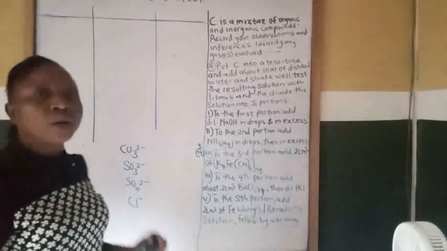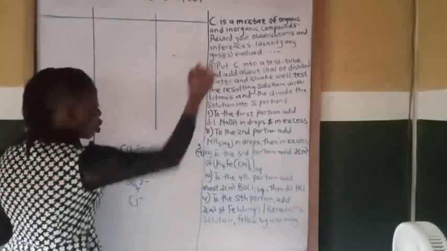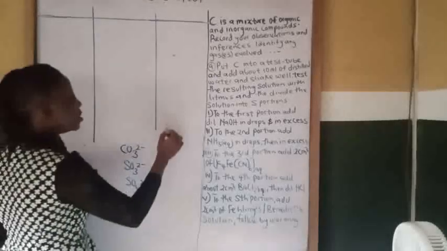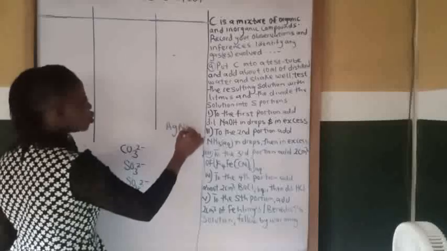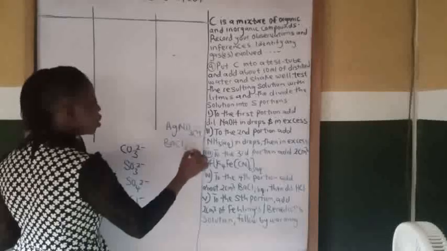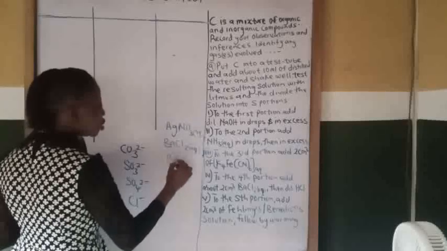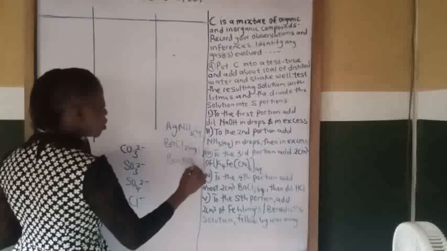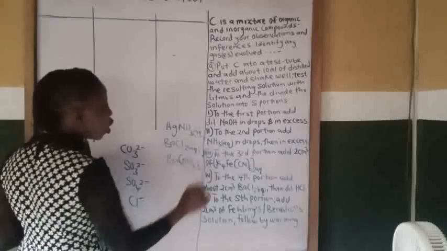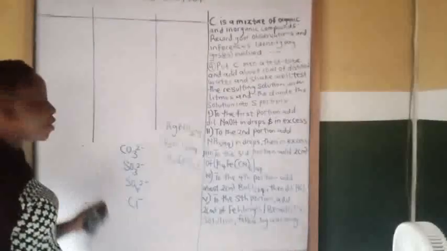We don't always use sodium hydroxide to test for anions. The common reagents that we always use to test for anions, the negative ions, are aqueous silver nitrate, barium chloride, and barium nitrate.